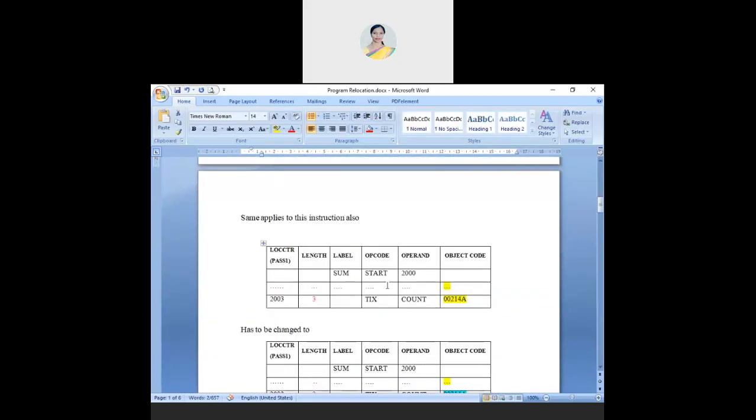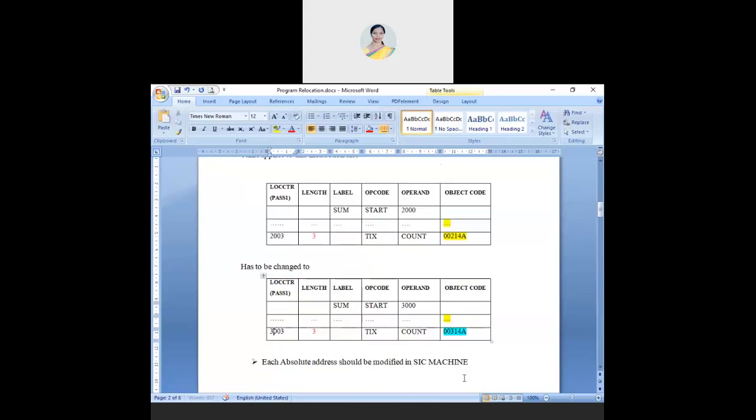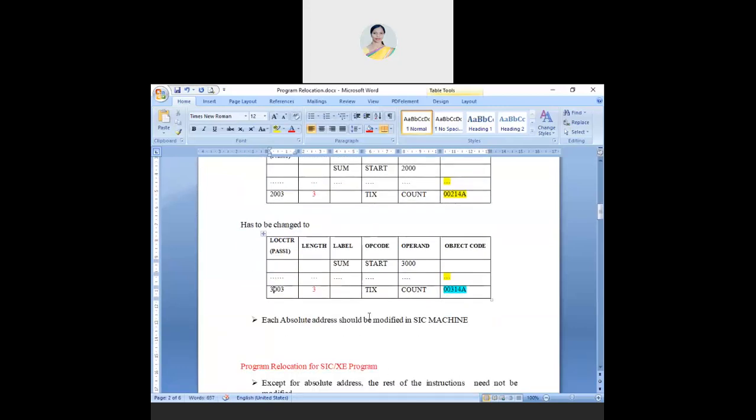Okay, every instruction has to be changed. See here, the TIX count starts at 2003. If I start at 3000, obviously why do I have to start at 3000? Because the memory is not free, but the memory from address 3000 is free, so I can relocate. When I agree to relocate, every address has to be changed. Okay, fine. So this is one problem with the SIC machine.